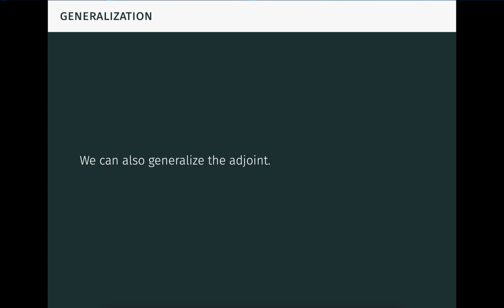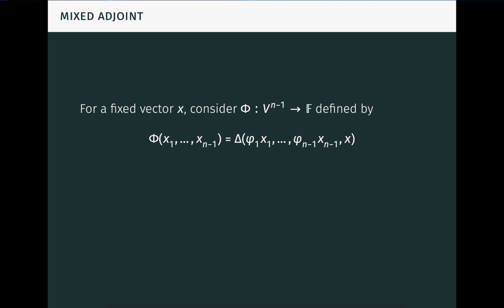Just as we generalize the classical determinant, we can also generalize the classical adjoint. For a fixed vector x, consider the function big phi defined as seen here. This is just like the function used in the definition of the classical adjoint, but with the n-1 linear maps phi1 to phi n-1 instead of just 1. Big phi is multilinear since delta is, but it's not in general alternating.